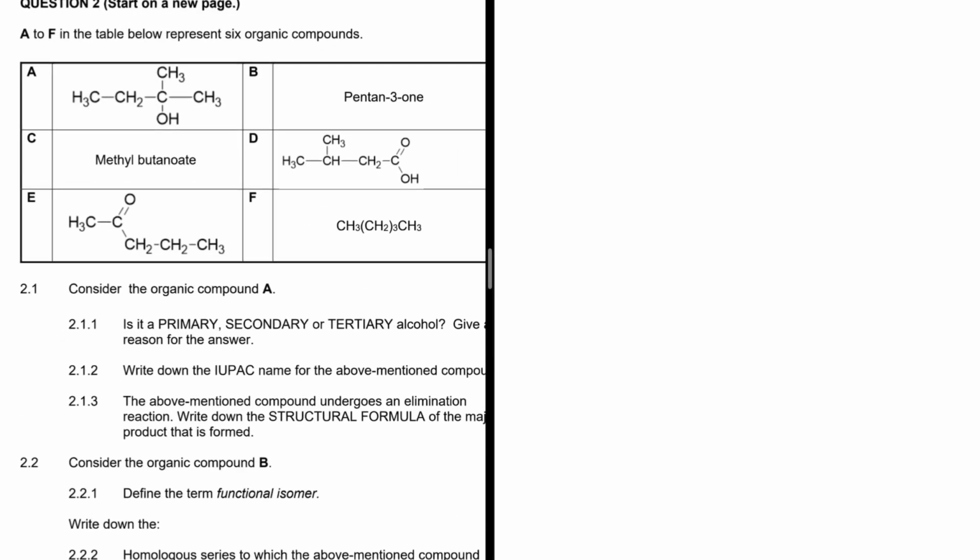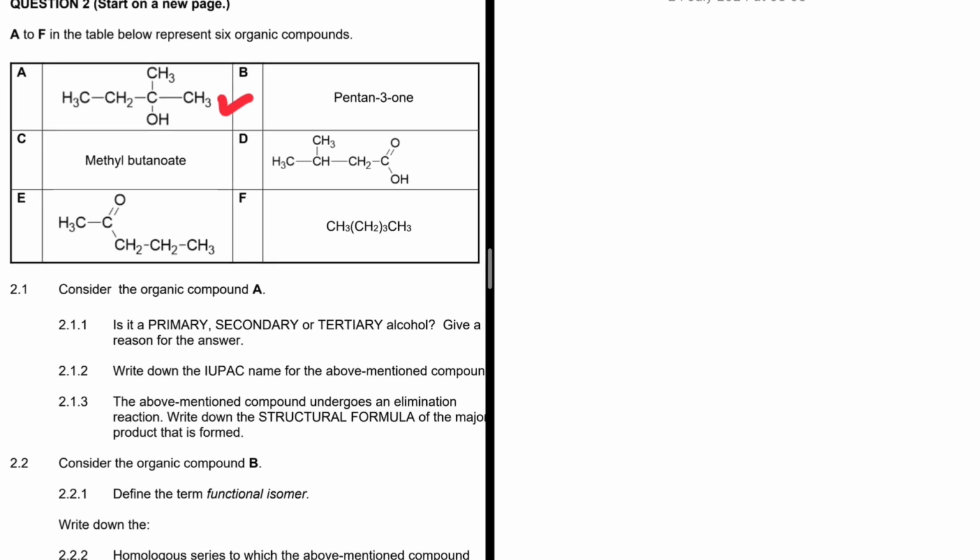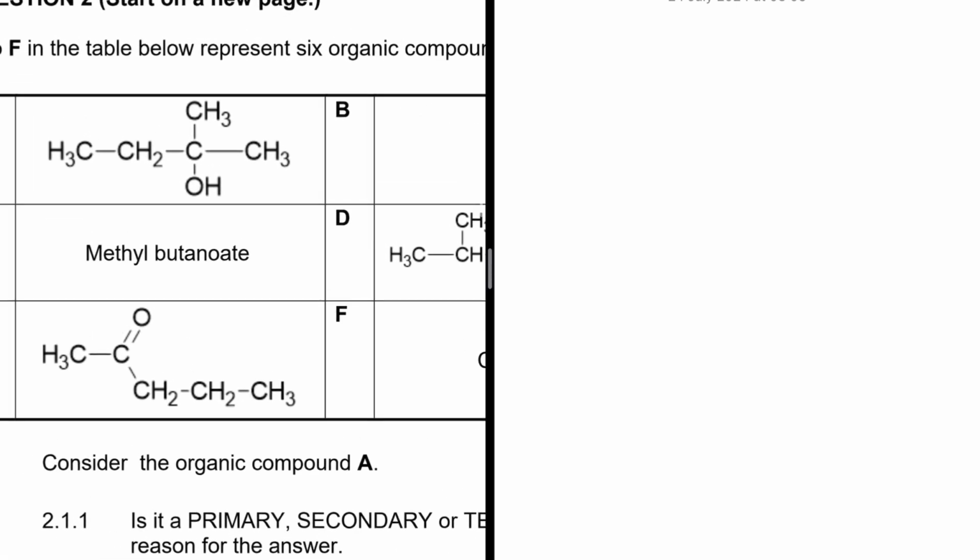Is this organic compound a primary, secondary, or tertiary alcohol? We're supposed to give a reason for the answer. So let's go ahead and take a look. Right, so in compound A, let's just zoom in on compound A. We have 1, 2, 3, 4 carbons. So that should be butanol, right?